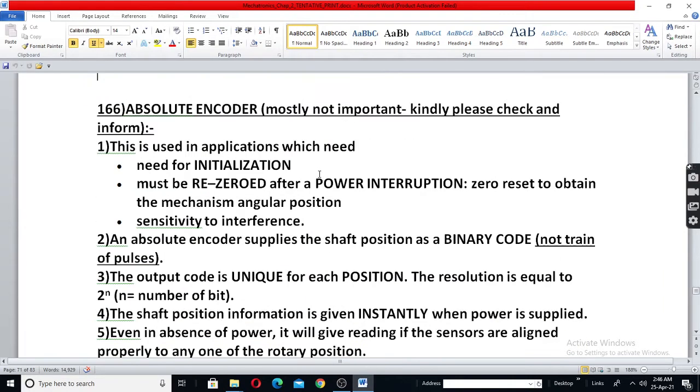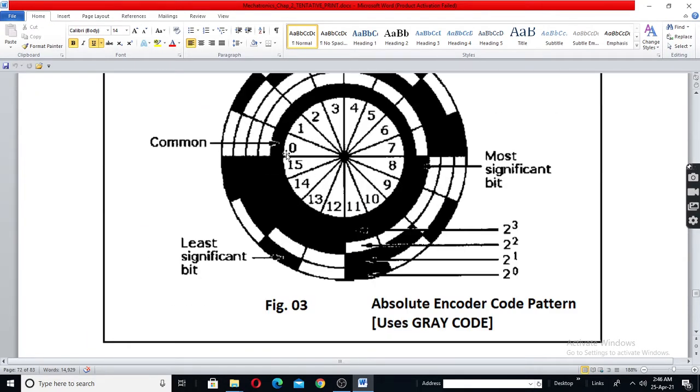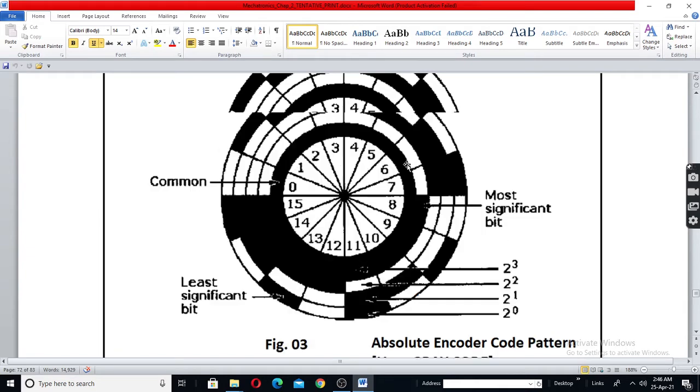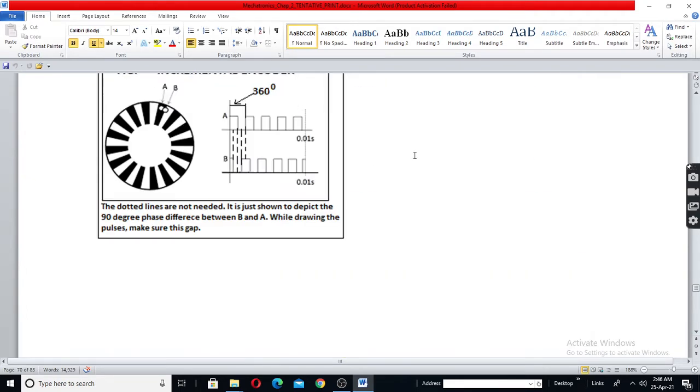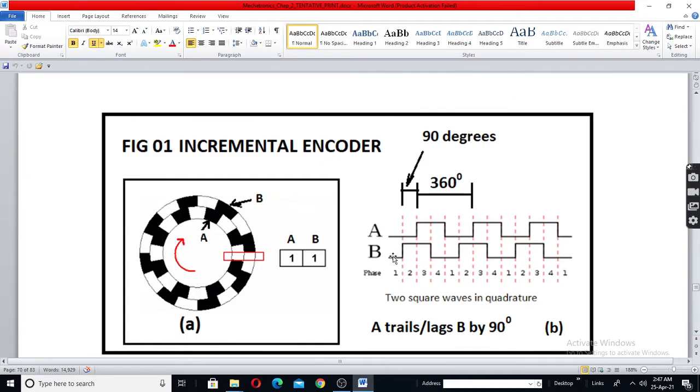But in case of absolute encoder, we have unique pattern for each position, unique code. Here there is no unique code. It repeats, you see, AB 0 0, 0 1, 1 1, 1 0. Again it repeats. In a single rotation, you have 8 similar patterns, 8 similar codes.